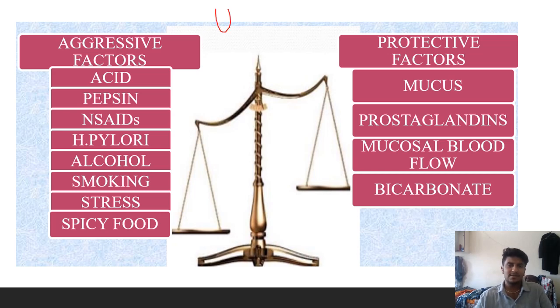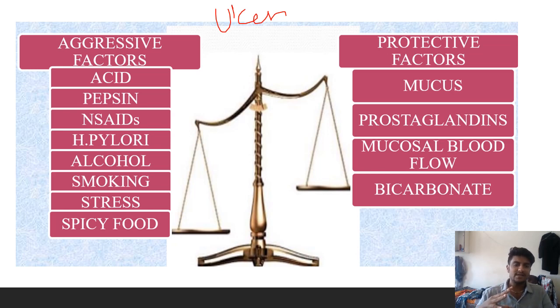Next up, we have ulcer. So why does ulcer happen? Besides Helicobacter pylori, there are a lot of aggressive factors. Our body has a balance between aggressive and defensive factors. So defensive or protective factors are basically mucus, prostaglandins, bicarbonates, and your mucosal blood flow.